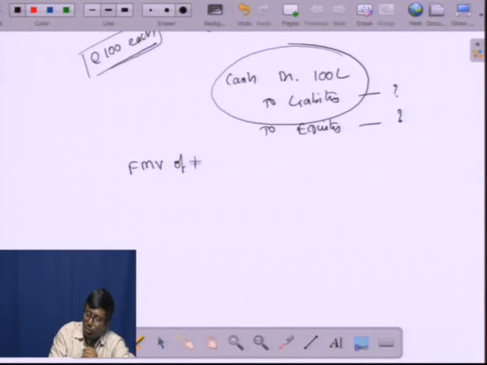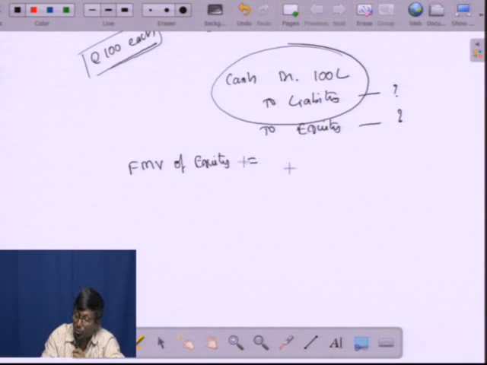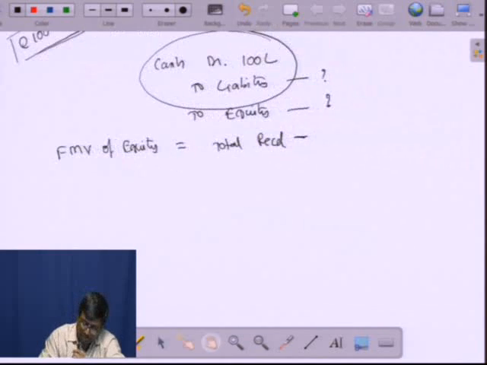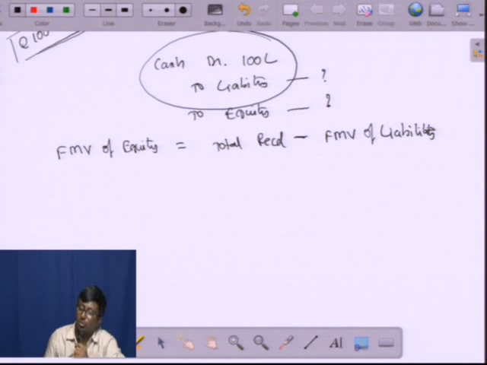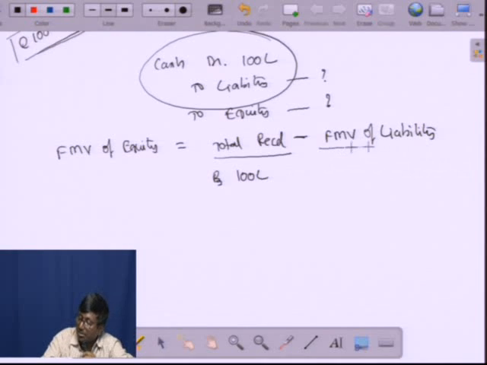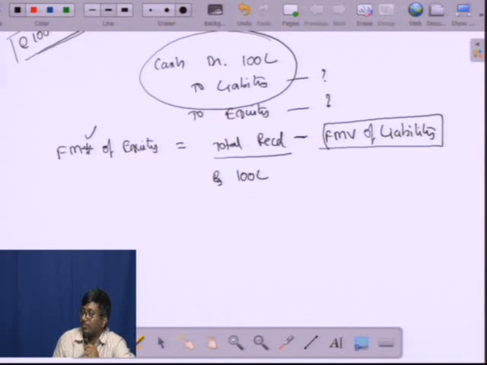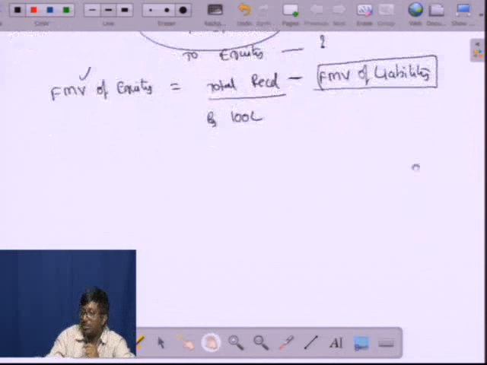Can I write like this? Fair market value of equity is equal to total received minus fair market value of liability. Total received, I obviously know, is 100 lakh rupees. I just need to determine this, then automatically this will be the balancing figure. Sir, how do I determine?